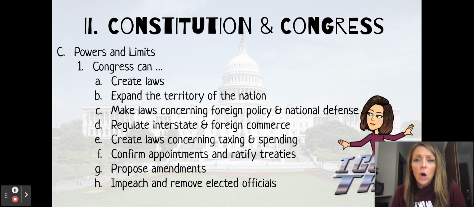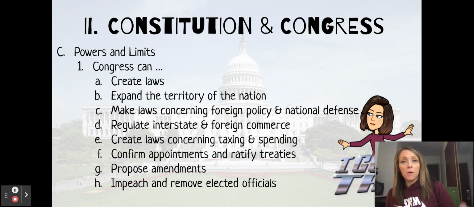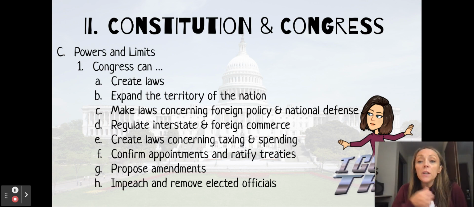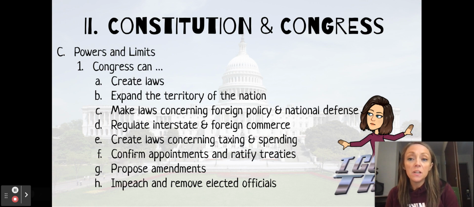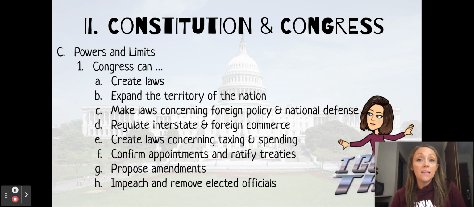Congress can also create laws concerning taxing and spending. That's typically referred to as the power of the purse. So think about what goes into a purse, money. They have the power of the purse. They can confirm appointments and ratify treaties. And in your notes, I want you to specifically say here on confirm appointments and ratify treaties that that is something that the Senate does. It is not the House of Representatives. It's only the Senate.